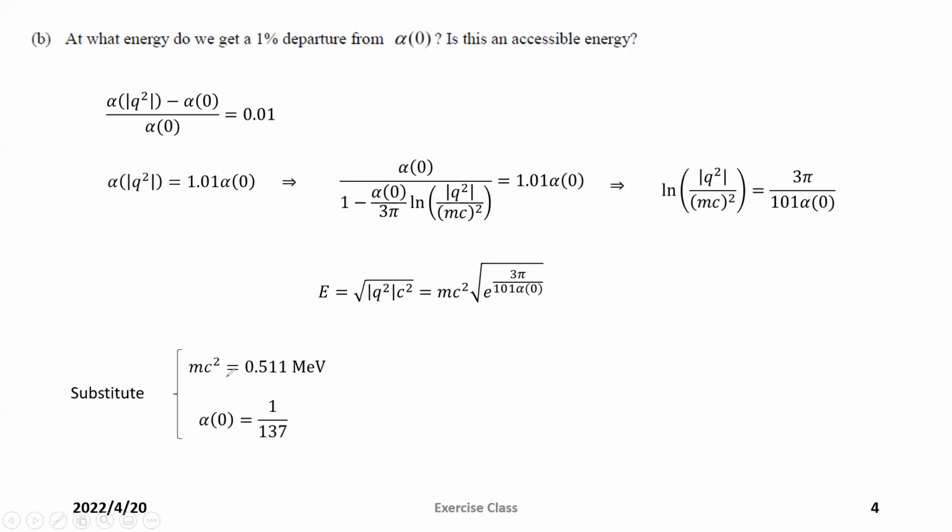Similarly, we can substitute the electron mass and also alpha 0, and you will find that the energy is about 300 MeV. This is absolutely accessible by colliders, and so we can test QED and also renormalization theory experimentally.